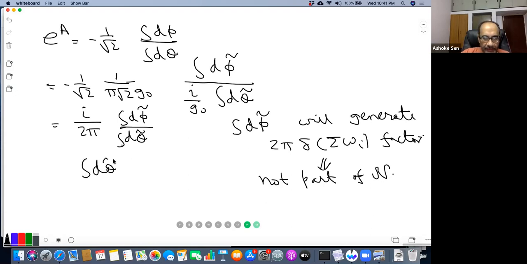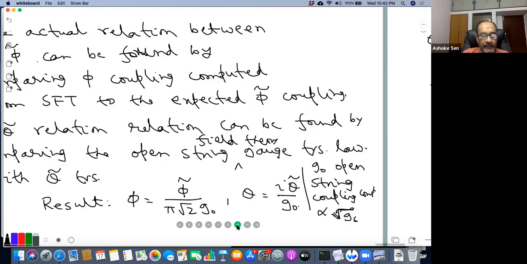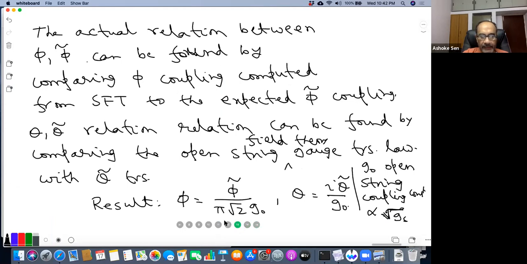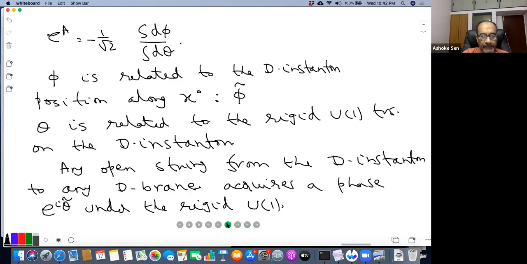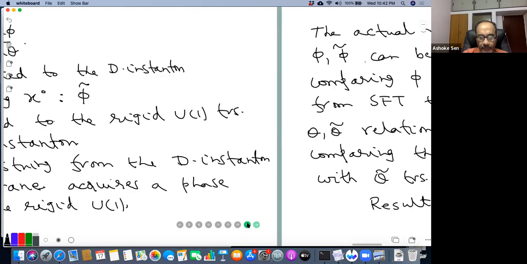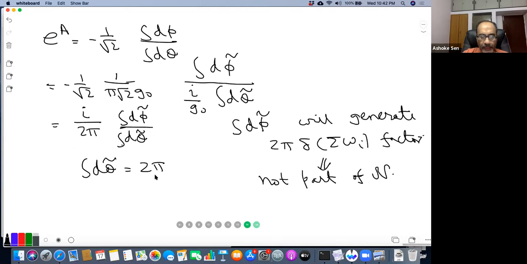Integral d theta tilde is 2 pi. Why? Because theta tilde has period 2 pi. You can go back and check that theta tilde is defined with a normalization where the phase that the open string picks up is equal to e to the i theta tilde. So this clearly shows that theta tilde is periodic with period 2 pi. So this integral gives you 2 pi. So then e to the a is i over 4 pi squared.